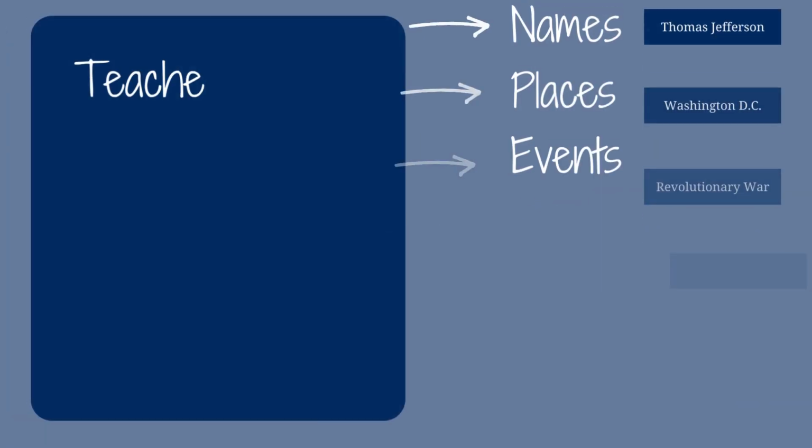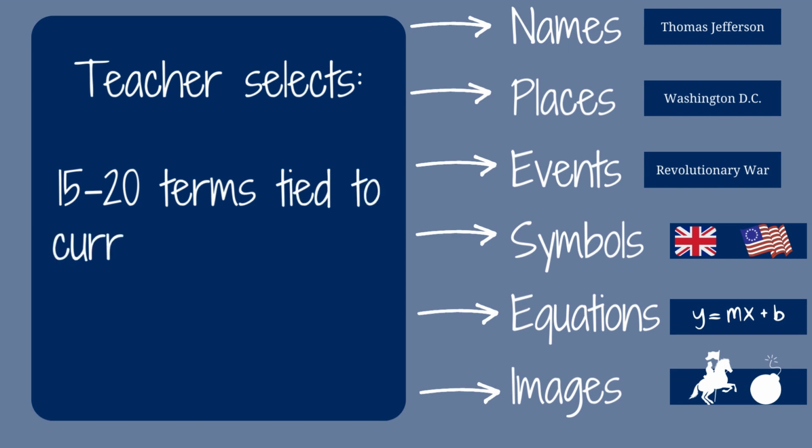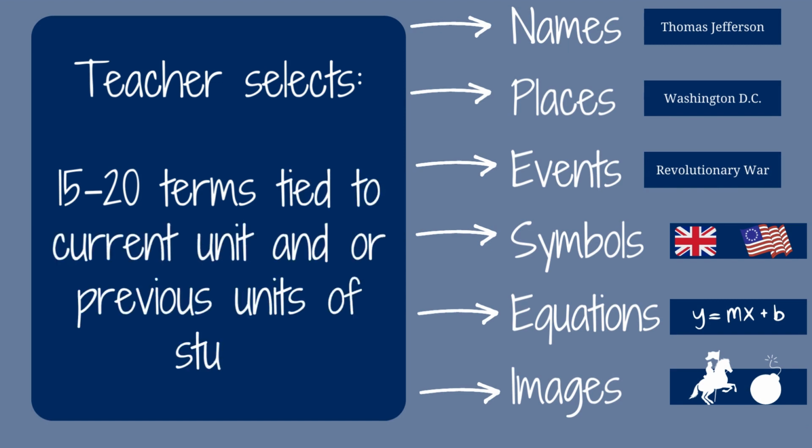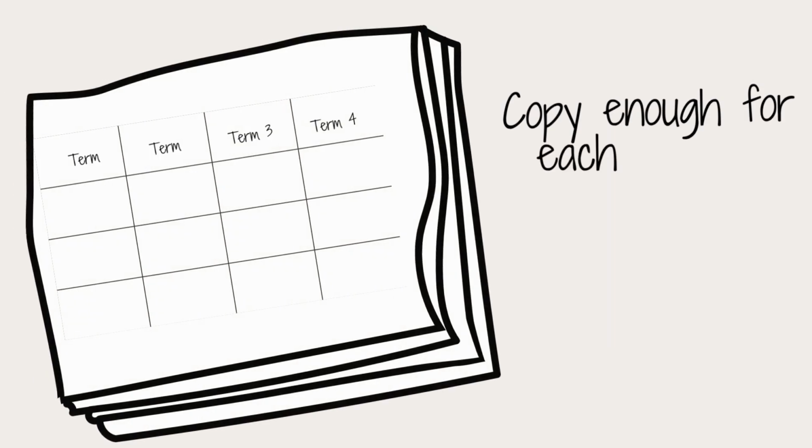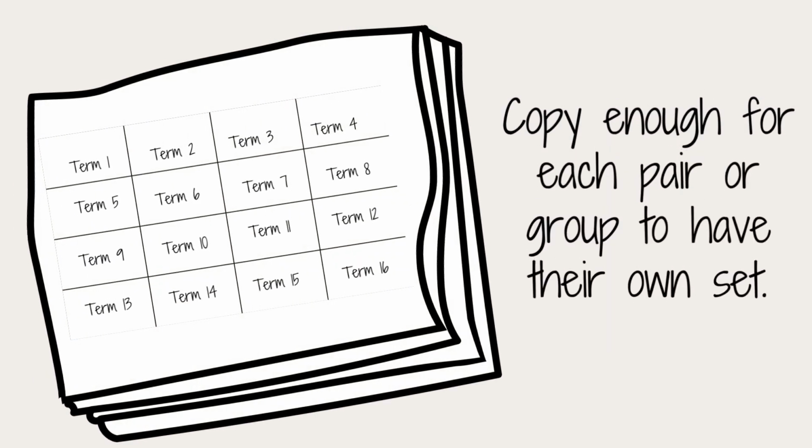To begin, the teacher will select 15 to 20 terms related to the recent unit of study or connecting previous terms to the current unit. These terms can be names, places, events, symbols, equations, or even images. Create a document with each term in a separate box using a table format. Then, copy enough for each pair or group to have their own set.